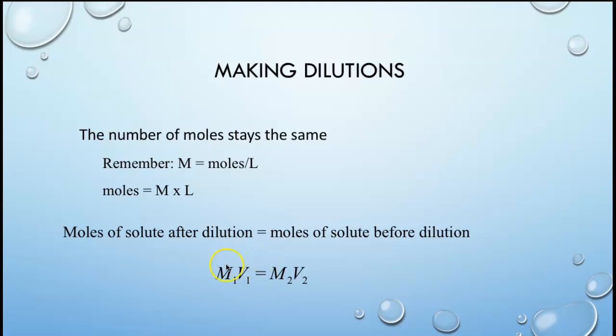And we use V, volume, instead of liters. So we've got molarity times volume, because molarity times volume is equal to moles. So we said the number of moles doesn't change, so the moles after the dilution is equal to the moles before. So if moles after is M2 times V2, that's going to be equal to moles before, which is molarity times V1.